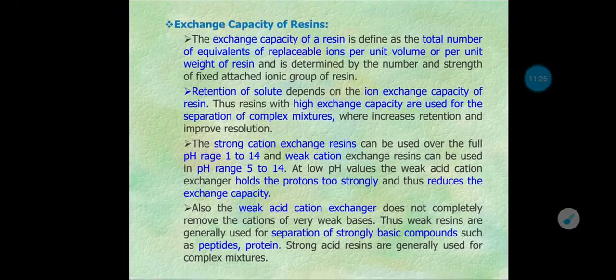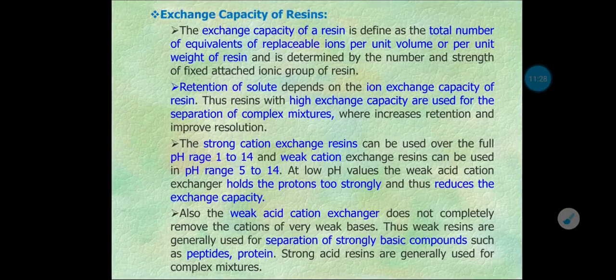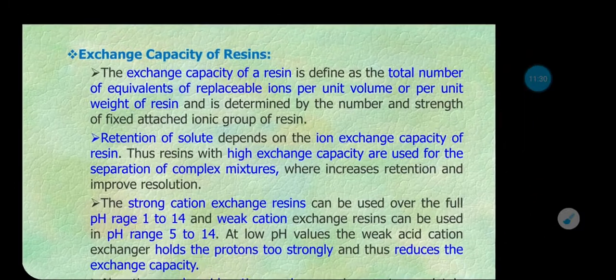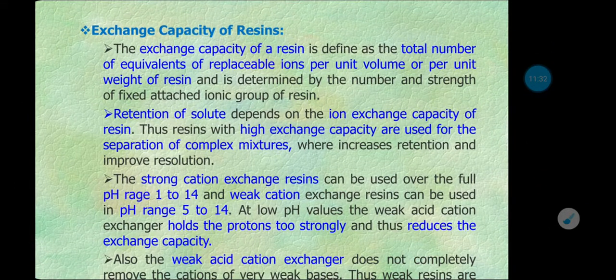So this is about the exchange capacity of the resin, that depends on the number of fixed functional groups or ions, or total number of equivalents of replaceable ions per unit volume or per unit weight, that will increase with an increase in the degree of cross link.